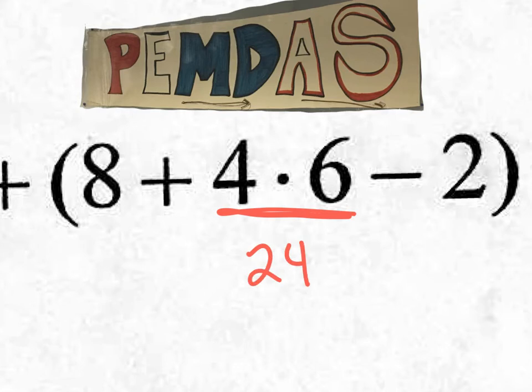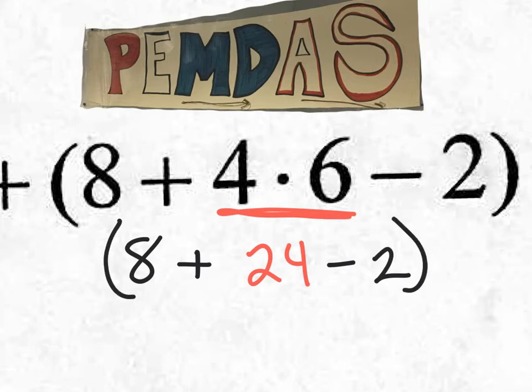24. And let me rewrite the rest. Let me bring down the plus, let me bring down the 8, let me bring down the minus, and then the 2. Now I am still inside parentheses, and inside those parentheses I have addition and subtraction. So let me just go from left to right. 8 plus 24 is 32, and then 32 minus 2, 30.